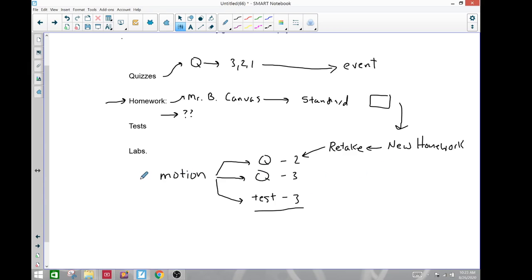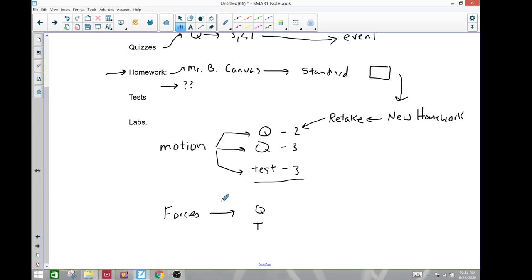So that's standard number, I believe, 2. Our next chapter is forces. Again, we have several events, quizzes, and we have our test. On our test, we typically have at least 2 events. Motion was our first one, but in forces we're going to have a test, and there's going to be a standard here involving more than one item.